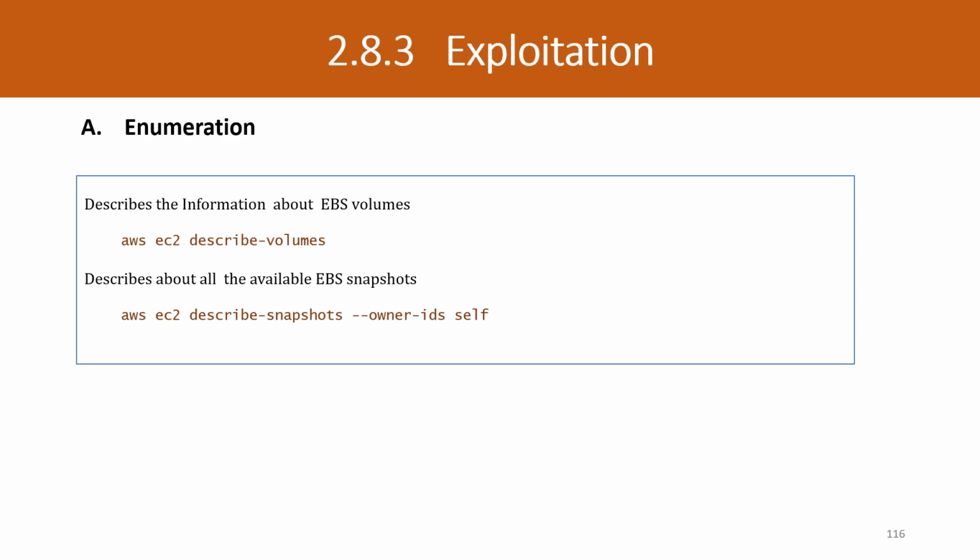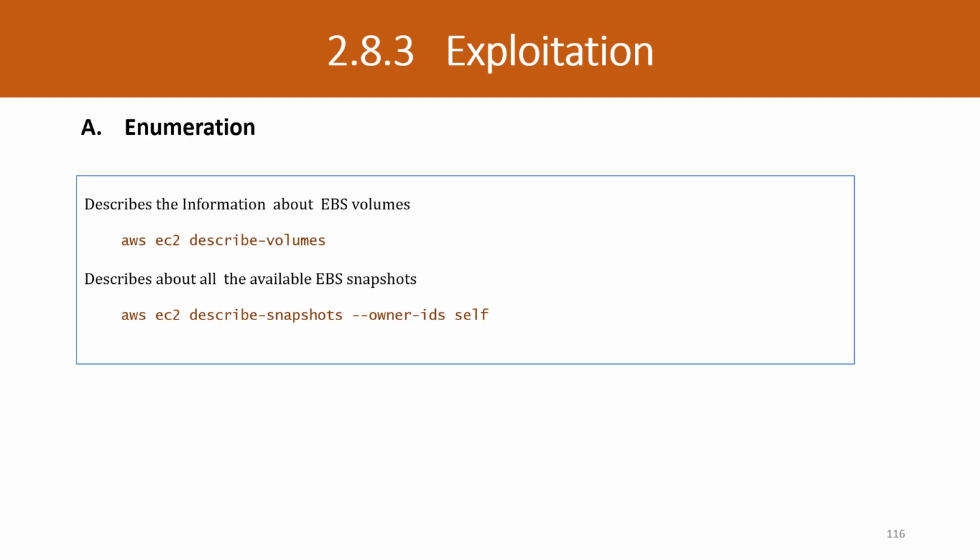In this module, we will discuss how we can perform enumeration to get information about volumes as well as the snapshots available in AWS accounts. This information will help you to perform red team operations.